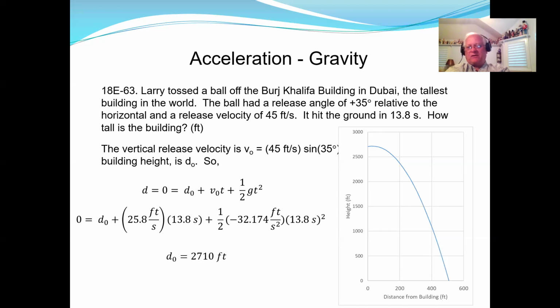One thing that we pick up here is that it goes to 0. It actually will hit the ground about 500 feet away from the building. I can get the distance from the building by taking the horizontal velocity and simply multiplying it by the time. So the distance out would be 45 feet per second times the cosine of 35 degrees. That's the velocity, then times the time, 13.8 seconds. That gives me my horizontal distance.